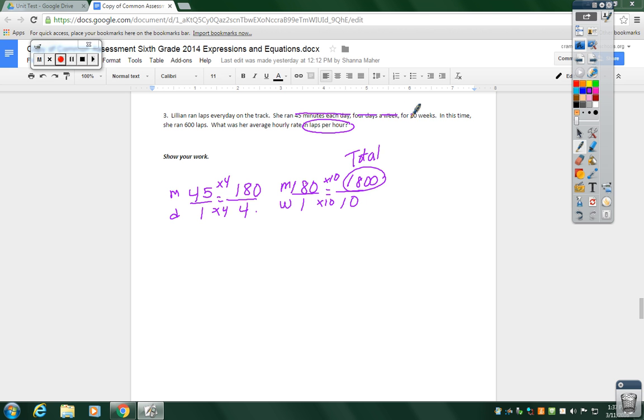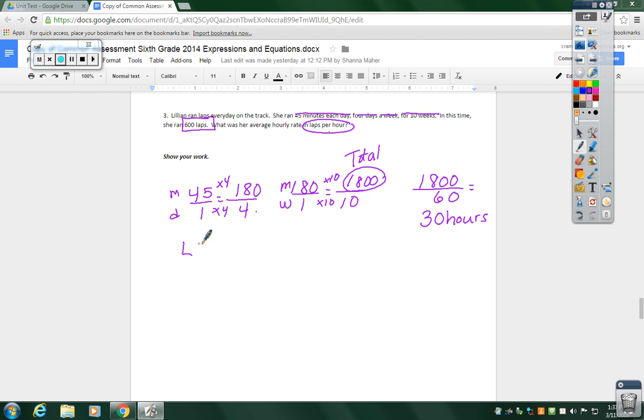I did a week. I did 10 weeks. I still have 600 laps here, and I have hourly rate. So I'm going to take my 1,800 minutes total and divide it by 60. That's going to give me how many hours that she ran total, her hourly rate.